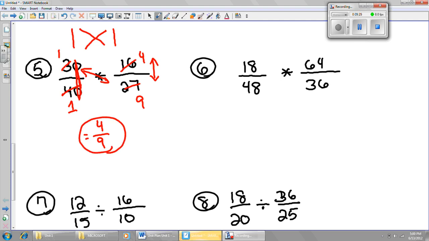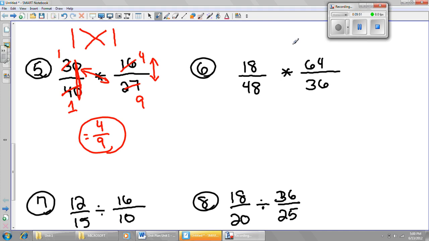Now, some of you wanted to multiply 30 times 16 and 40 times 27 and then try to simplify that fraction. Without a calculator, that is a pain in the pachachka. It's so much simpler to do your simplifying first and multiply second. All right, watch me do it on problem number 6.